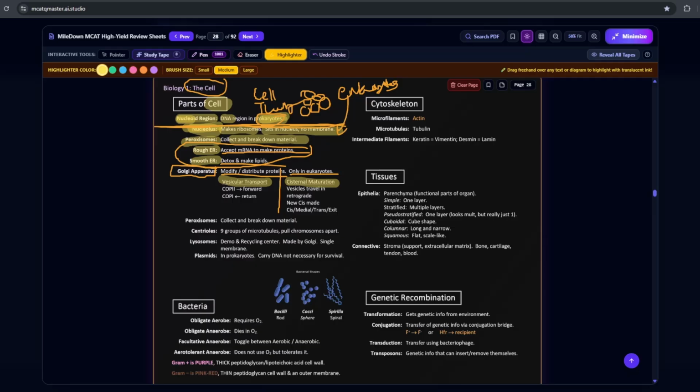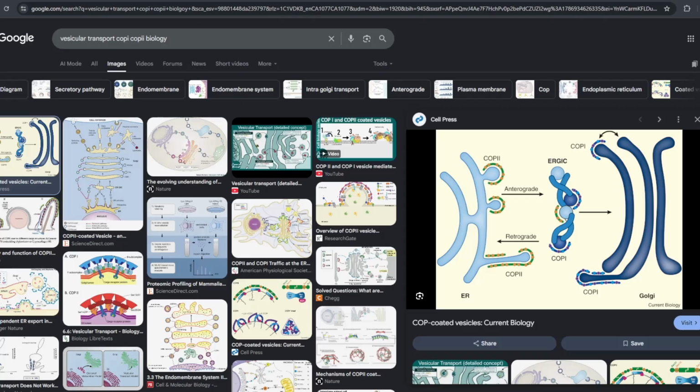And so COP2 means forward. There's a protein complex which coats the vesicles traveling forward, and these vesicles traveling forward are coming from the rough endoplasmic reticulum to the cis Golgi. So the Golgi basically has a cis side and a trans side. I should show a picture actually. So here we go. There's again a COP2 right over here, COP2, and basically this should mean forward, right?